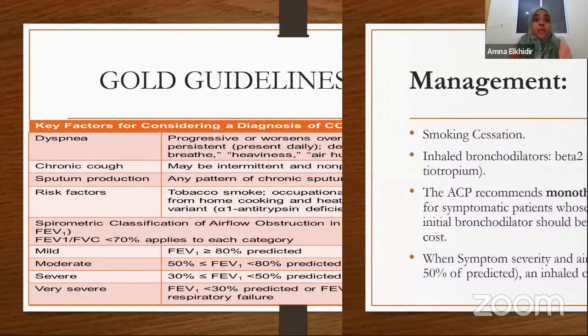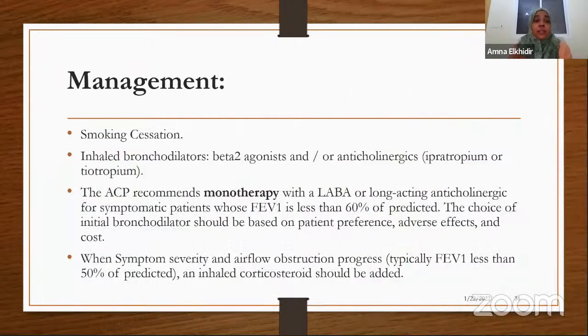Regarding the management phase, we advise the patient, if he smokes, to stop smoking, and the first-line drugs are inhaled bronchodilators, beta-2 agonists or anticholinergic drugs. We start with monotherapy with a long-acting beta agonist or anticholinergic for symptomatic patients whose forced expiratory volume in 1 second is less than 60%. When the symptoms progress, we can advise to add inhaled corticosteroids.